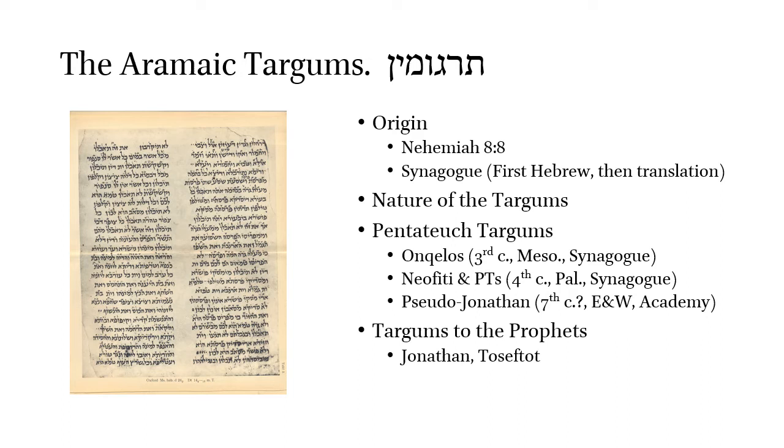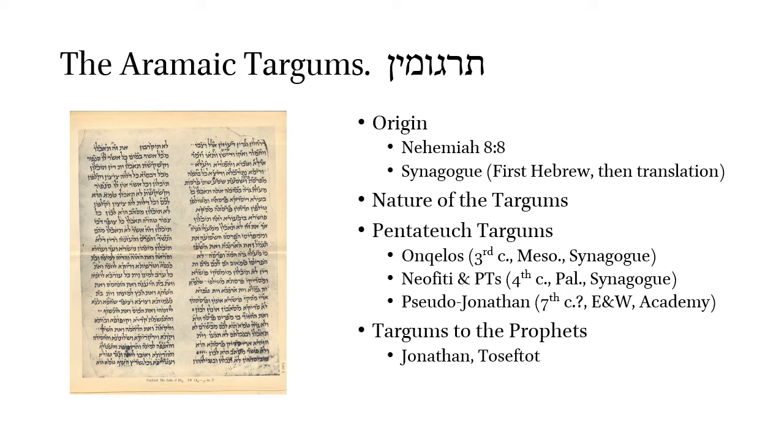And Joshua, Judges, Samuel, Kings would also be included among HaNevi'im, the prophets. So Jonathan would include those books along with Isaiah, Jeremiah, Ezekiel, and then the minor prophets after that. And Jonathan is very much a sibling to Onkelos. They're the same literal translation.